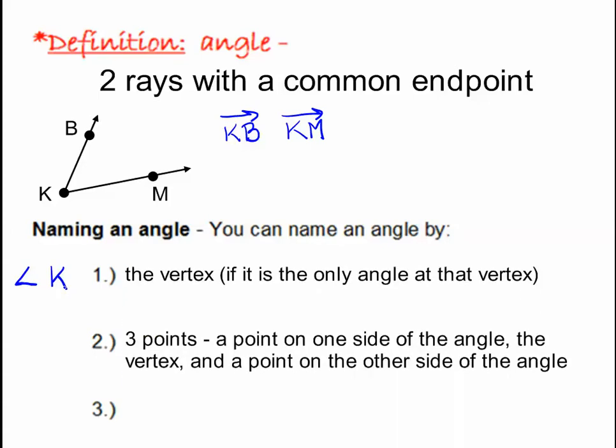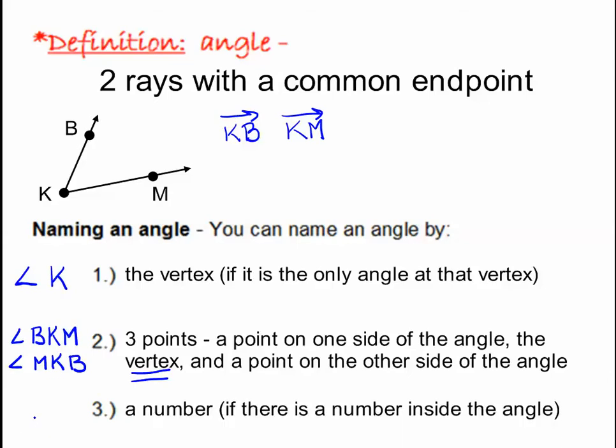A second way to name an angle is with 3 points, but the 3 points must be in a specific order. We can use a point that exists on one side of the angle, the vertex in the middle, and then a point on the other side of the angle. For example, we could name the angle above angle BKM. Notice that the K, which is the vertex, must be the point in the middle. We could also say this backwards and say angle MKB. It does not matter which side of the angle we name first, as long as we put the vertex in the middle.